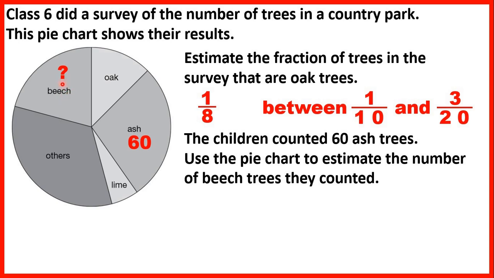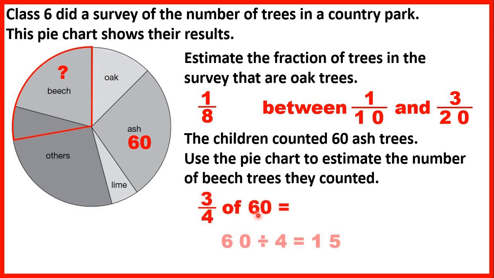Now we can see that the number of beech trees will be less than the number of ash trees because the section of the pie chart is smaller for beech than it is for ash. So if we take the section that's ash and then we move that, we can see that there will be about 3/4 as many beech trees as there are ash trees. Because of the section that we now have outlined in red, about 3/4 of that is beech and 1/4 is not beech. So we can find 3/4 of 60.